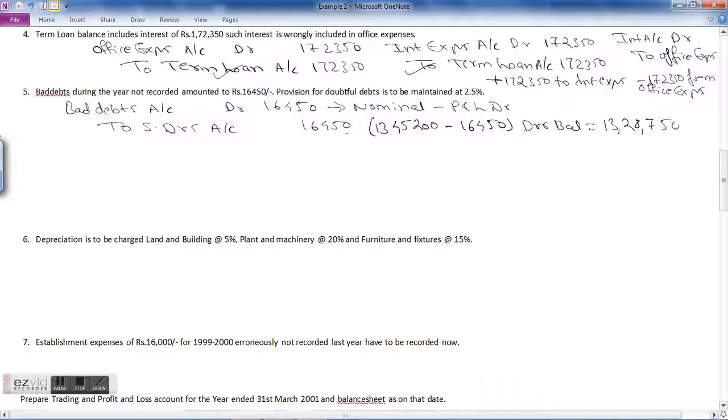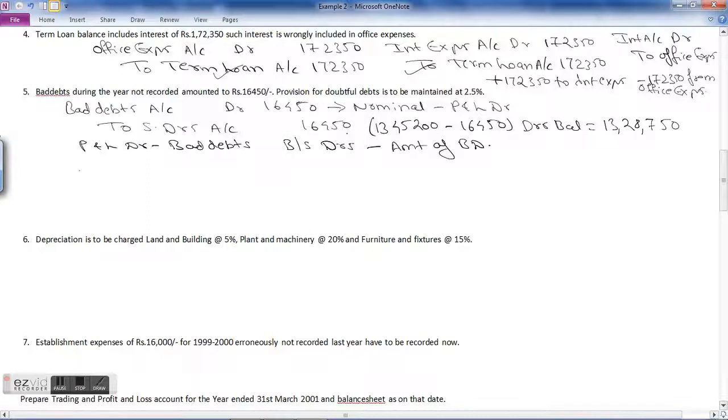750. So this is the first adjustment. What you have to do is, in the profit and loss account debit side, include bad debts, the first effect. The second effect will be on the balance sheet debtors: you have to reduce the amount of bad debts. This will be the second effect of this adjustment.